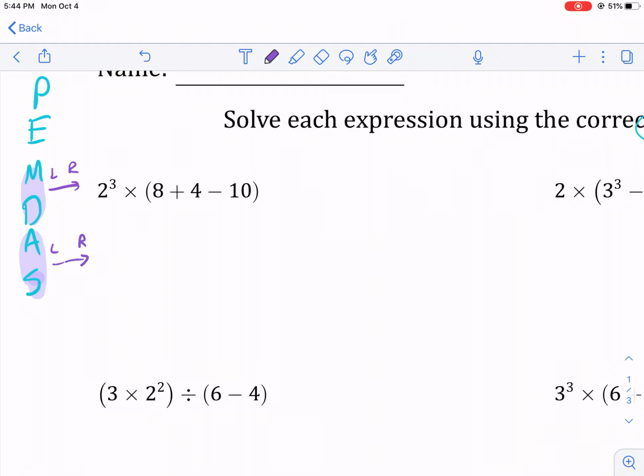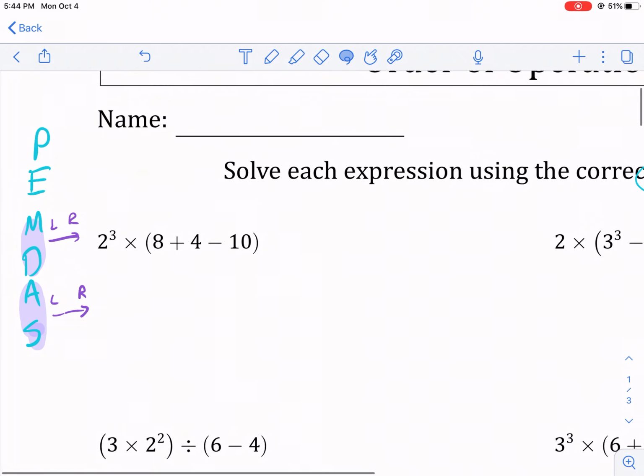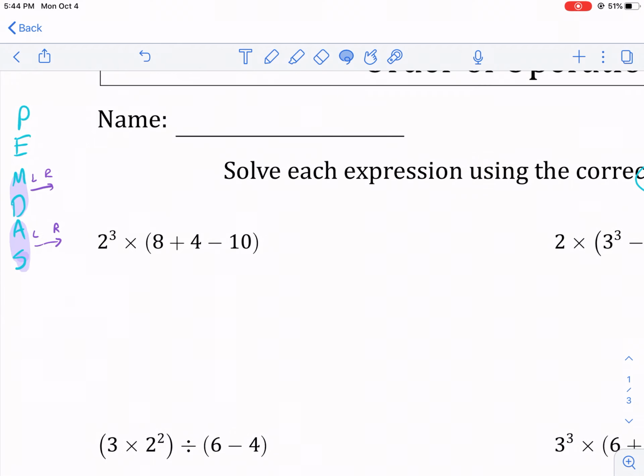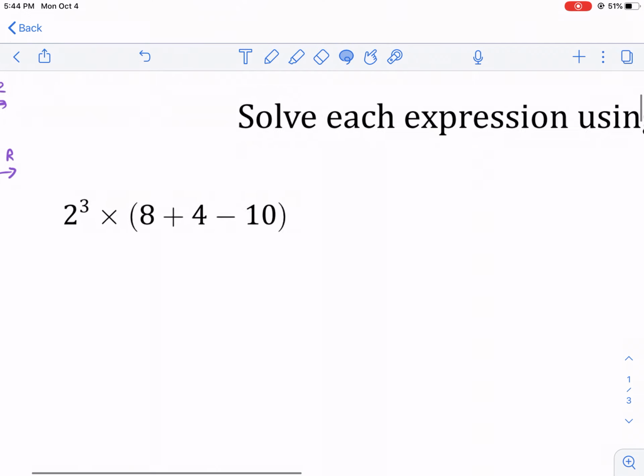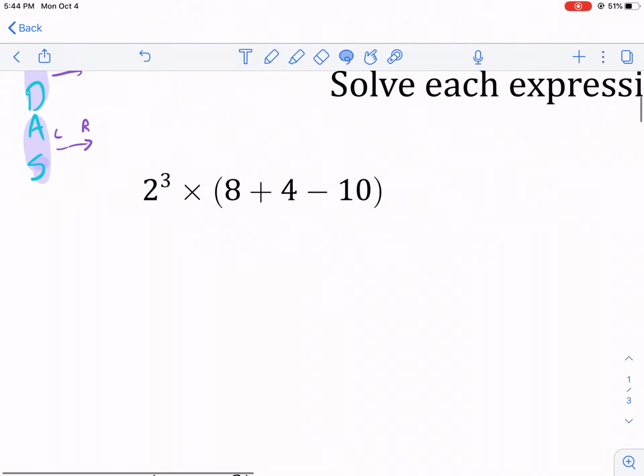So let's break this down, starting with number 1. It's not labeled as number 1, but I'm assuming it's number 1. Okay, I'm actually going to shrink this because it's crowding my space. The program I'm using is Notability. Great program, by the way. We have 2 to the third power. That's an exponent, times the quantity 8 plus 4 minus 10.